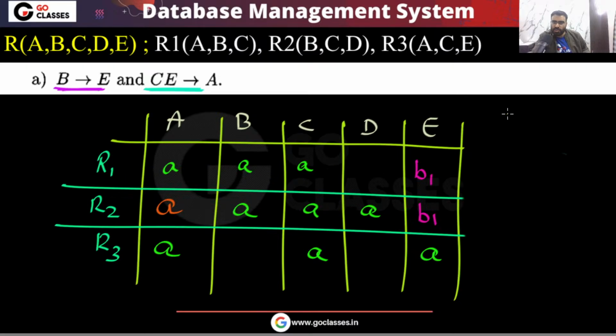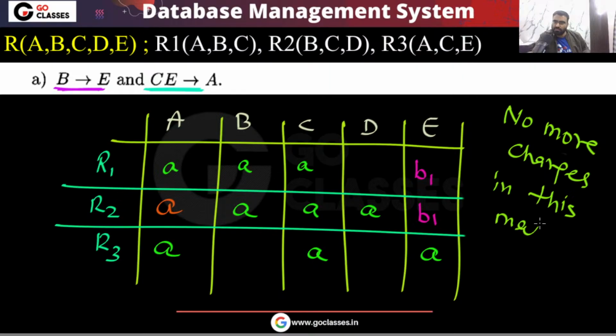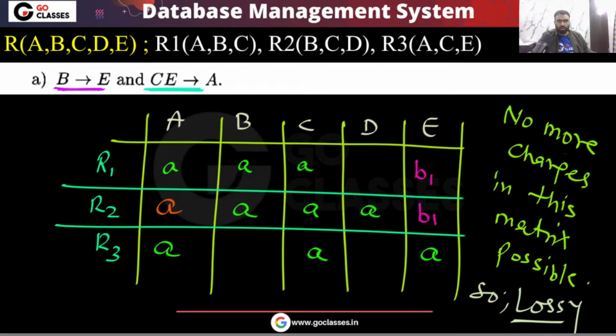Okay, you can easily notice that no more changes can be done. No more changes in this matrix possible. Yes or no? So now you can stop and you can say lossy, because there is no row with all entries A.